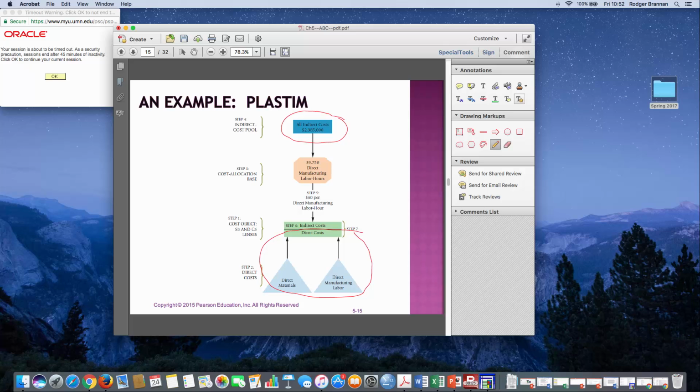Now, in the first case, they're taking a plant-wide approach. They're saying, let's take that 2,385,000 and divide it by 39,750 direct manufacturing labor hours. So therefore, we will allocate $60 per direct manufacturing labor hour. So again, if the simple requires 1 hour, it would get $60. If the complex requires 2 hours, it would get 120 of indirect cost applied to it.